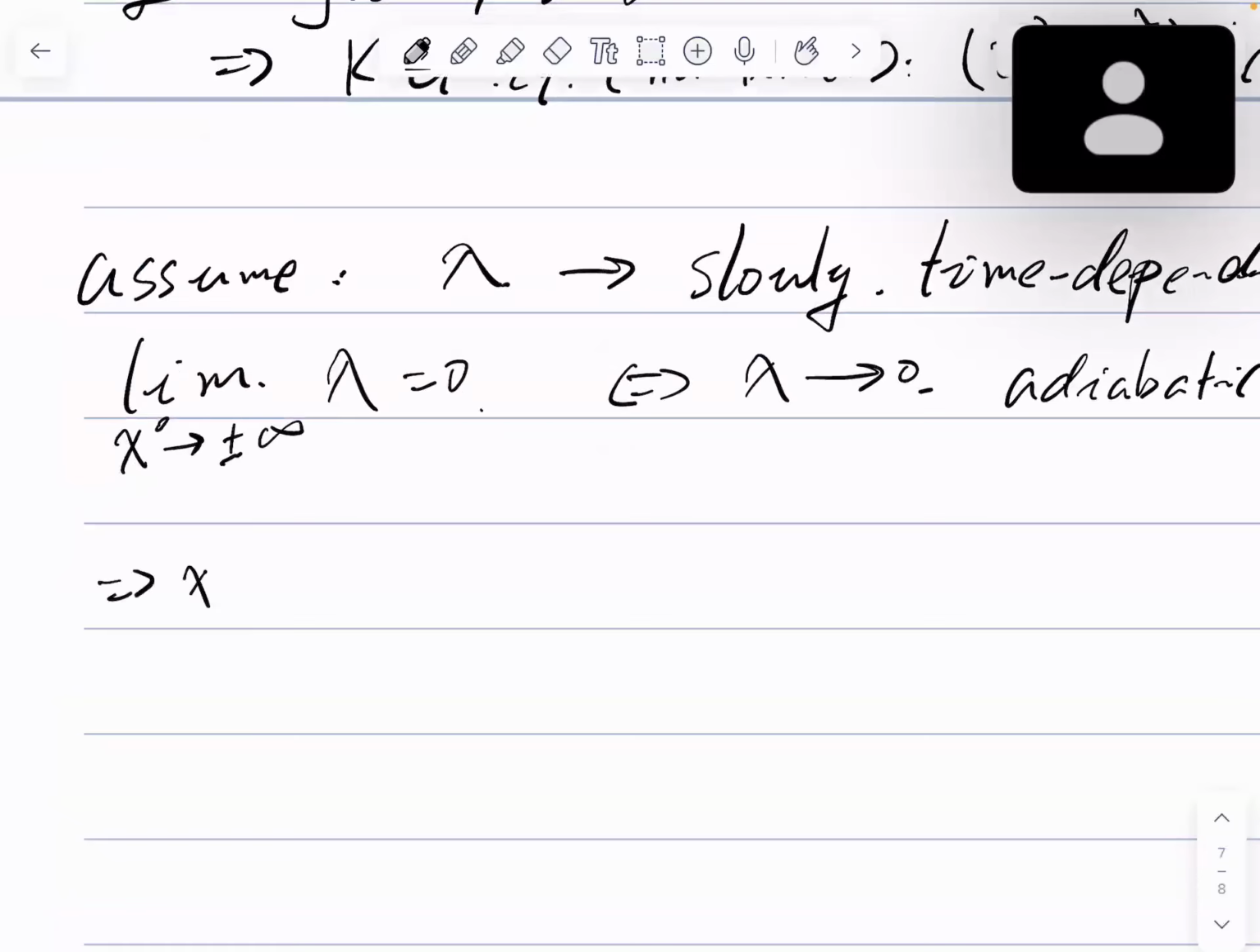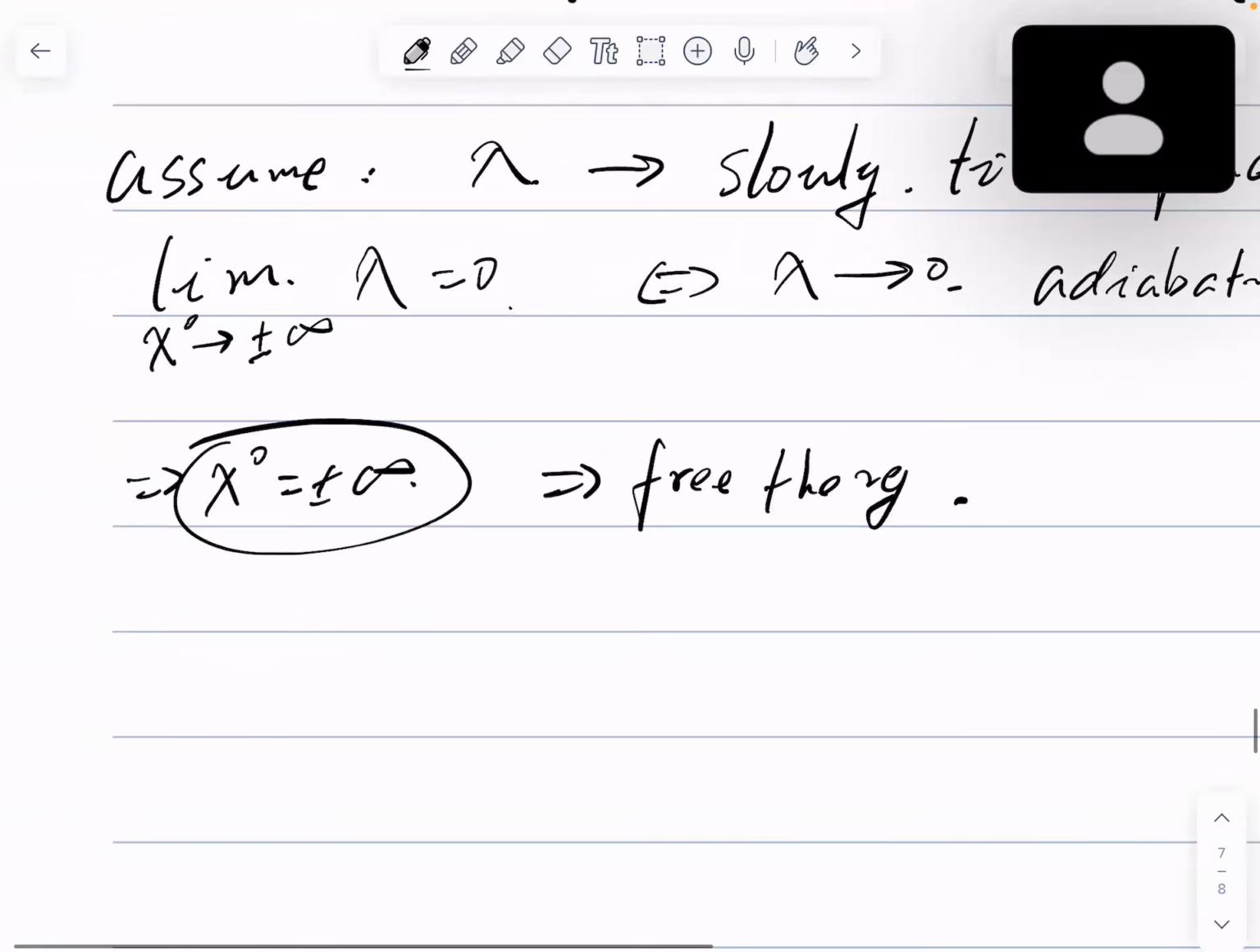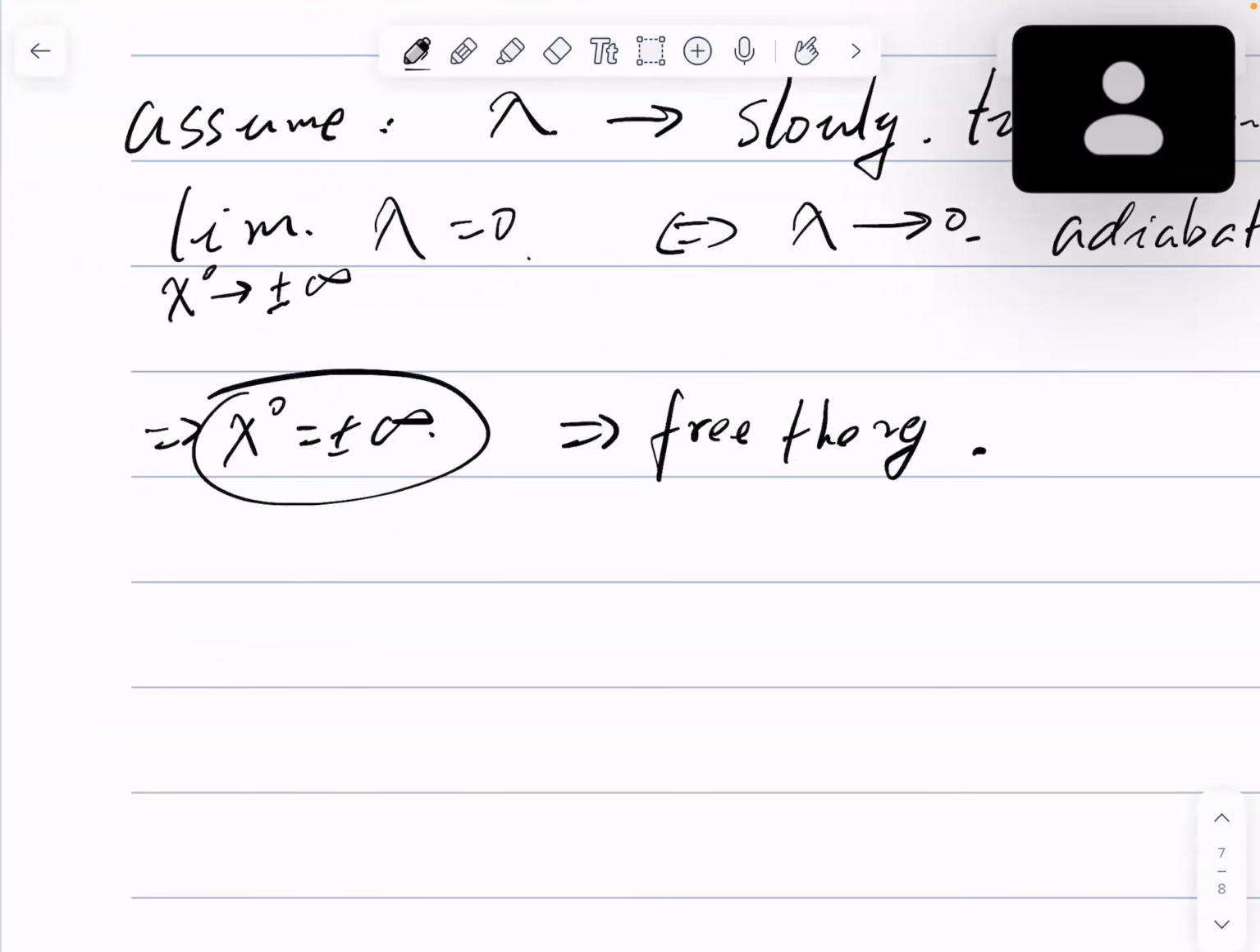Because at these two points, we actually have free theory, and we can construct the interacting theory based on it. So how can we do it? First, we can introduce the in and out states.